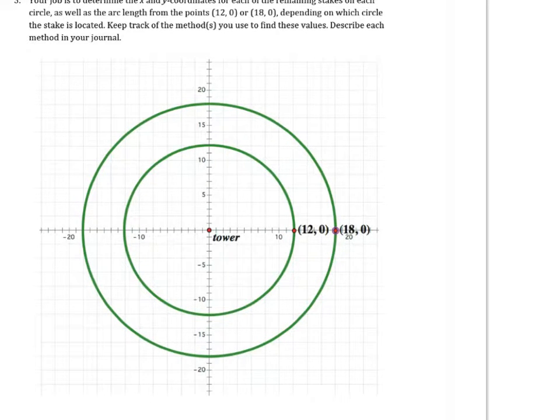If we want 8 stakes around, and let's just start with the inner circle, we can do 1 at each quadrant. So that's 1 at (12, 0), another one at (0, 12), another one over here at (-12, 0), and a fourth one down at the bottom. So if we want 8, we can go halfway in between to get our other 4 locations. So now we have 8 stakes. We can do the same thing on the outer circle.